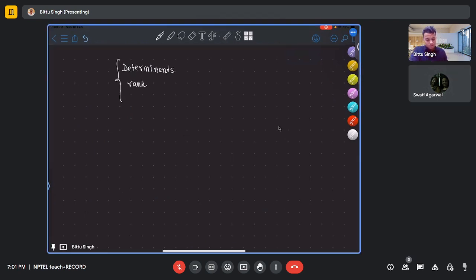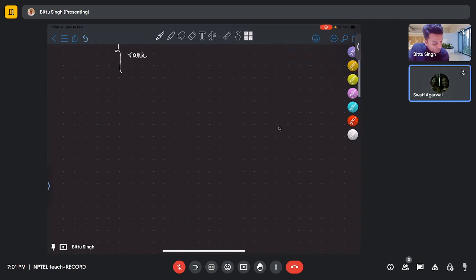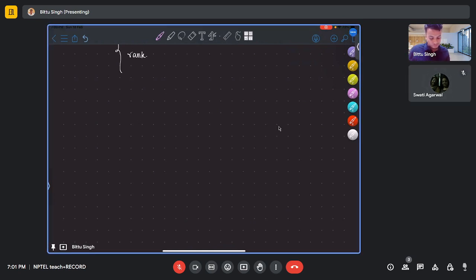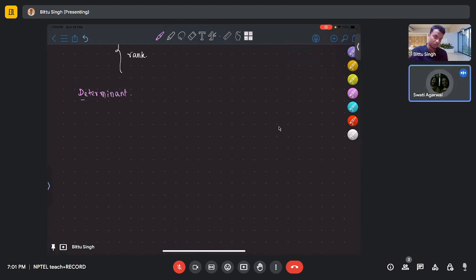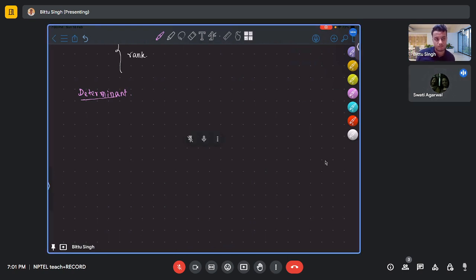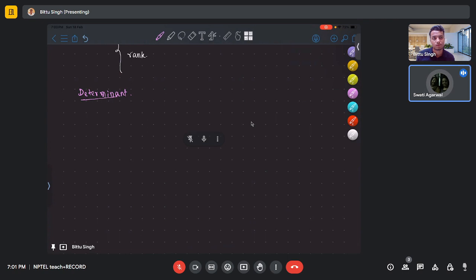Let us start. What is determinant? Sir, can I ask you a question? Last week's assignment: that row space rank is equal to column space rank. Can you please help me understand?